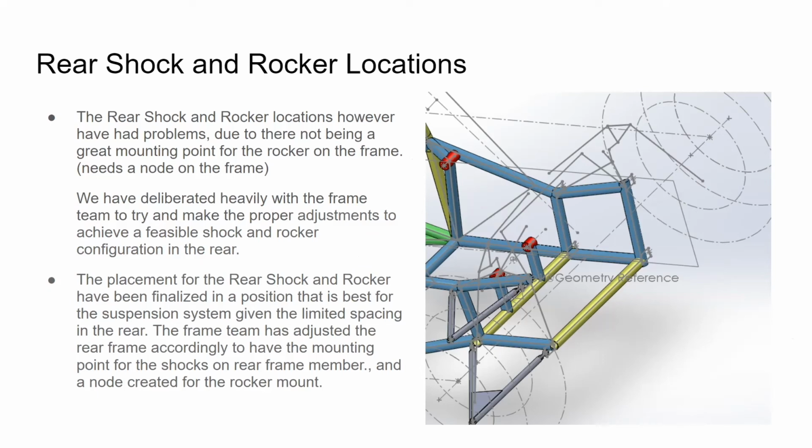The finalized design has been placed in a position that is best for the suspension system given the limited space in the rear. Through deliberation, the frame team has adjusted the rear frame accordingly to create a feasible mounting member for the shocks and feasible nodes for the rocker mounts as shown in the figure. This design proves to better meet the design standards for the Formula SAE rules, creates an improved distribution of forces, and creates more spacing for other FSAE teams' components.